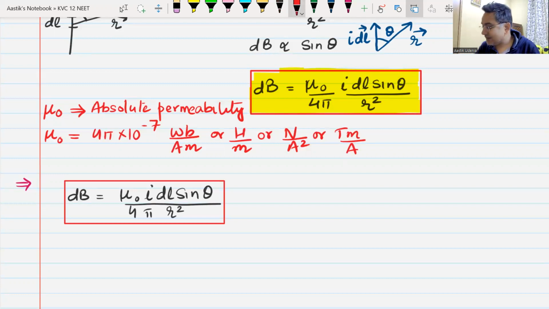Now we must understand that magnetic field is a vector quantity. What does this equation give us? Does it give us the magnitude of magnetic field, or both magnitude and direction, or does it give you the direction of magnetic field? Magnitude or direction or both? What does it give you?